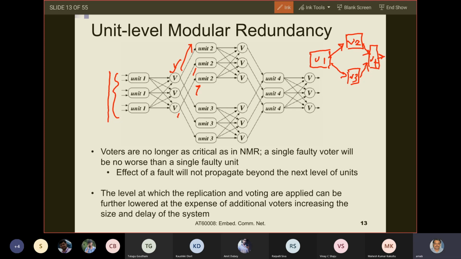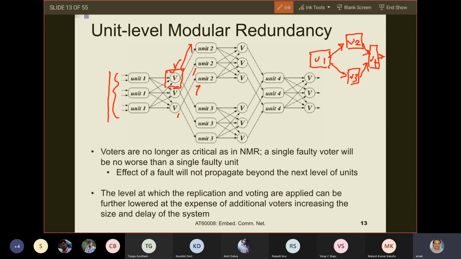So now what happens, you see that if there is a problem with one of the unit 1s, the voter will be able to mask that because 2 units will be correctly working. Now let us say a voter at this level is not working correctly. So then what will happen?